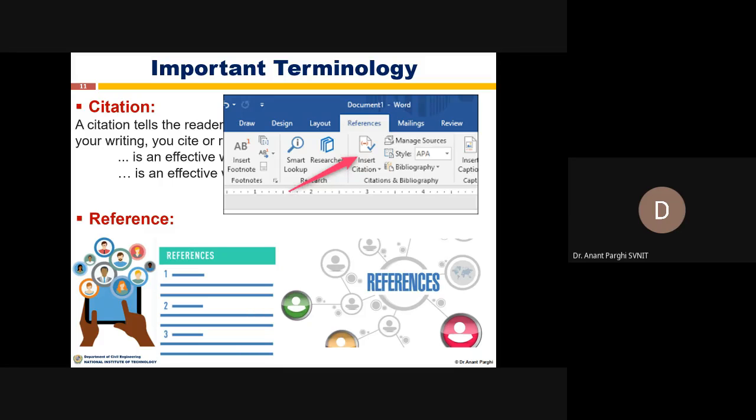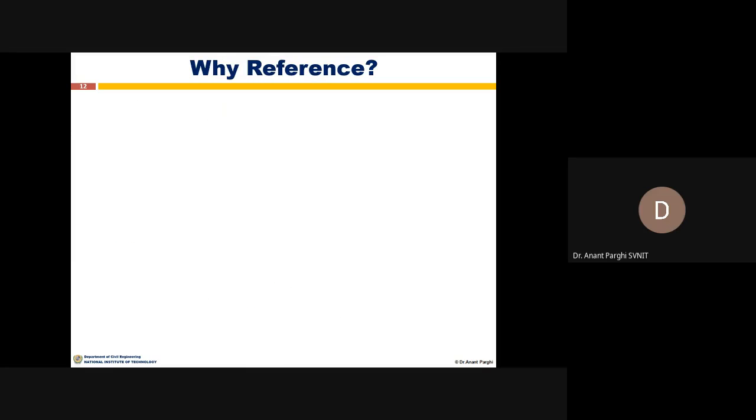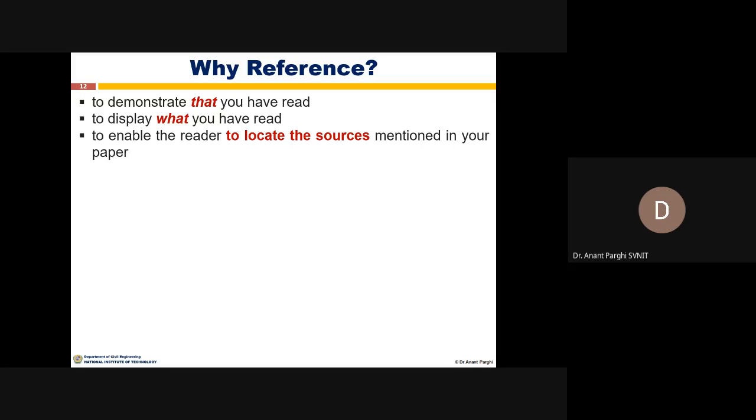So why are references important in our research? Let's understand why. To demonstrate that you have read that specific article, to display what you have read in that particular article, to enable the reader to locate the sources mentioned in your paper, so that when they read your article they can find where all the sources came from, to acknowledge the research from the sources, and to avoid plagiarism.